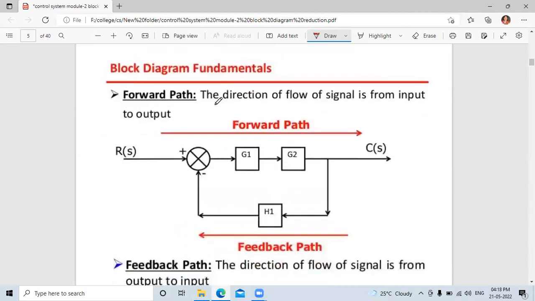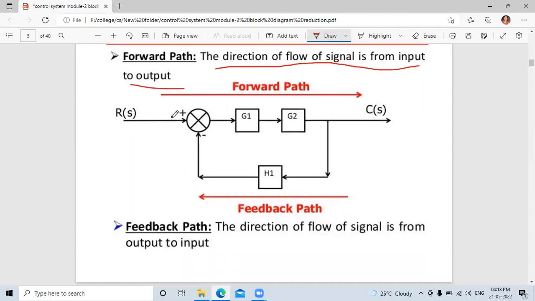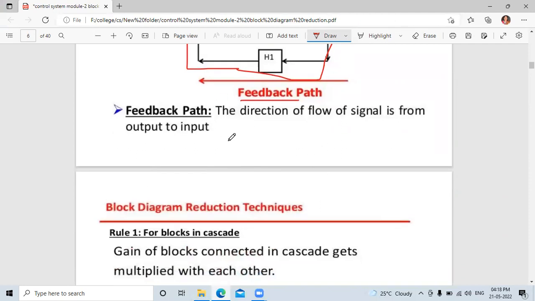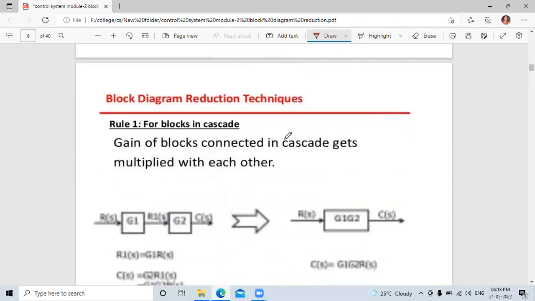Next, forward path. The direction of flow of signal is from input to output. That is the forward path. You can observe this is a forward path. And this is a feedback path, going from output to the input side. So this is a feedback path. In the feedback path, the direction of flow of signal is from output to input.